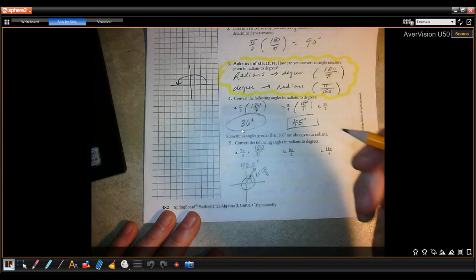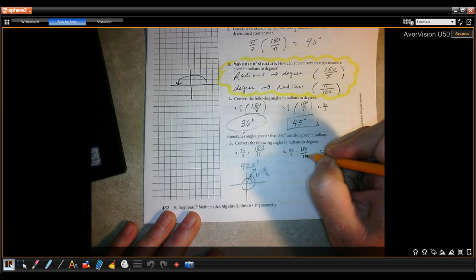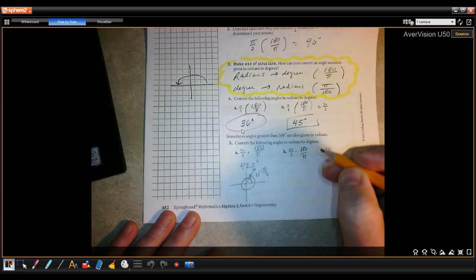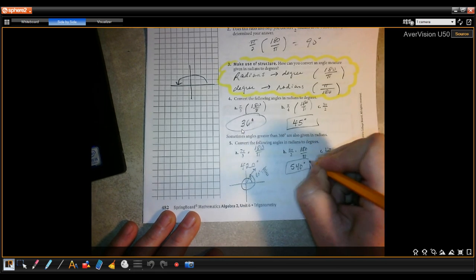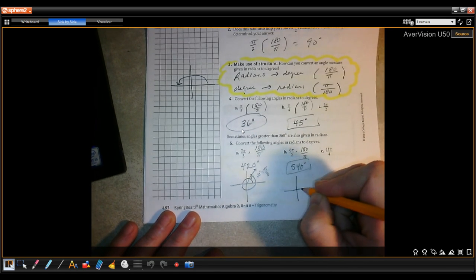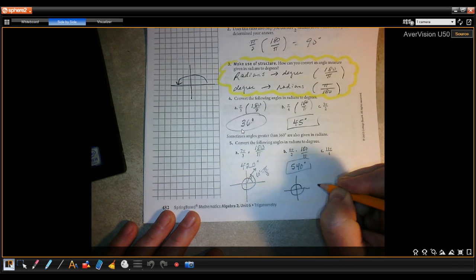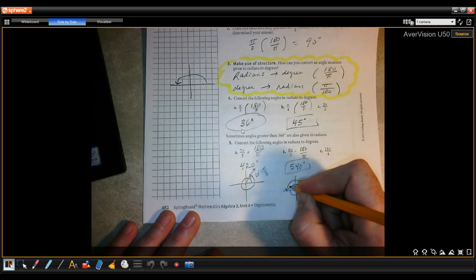Okay, 6 pi halves times 180 over pi. Pi's cross out. 2 goes into 180, 90 times 6 is 540 degrees. Okay, what does that look like? So you have 360 degrees. Well, 360 plus 180 is 540. So this right here is 540 degrees.